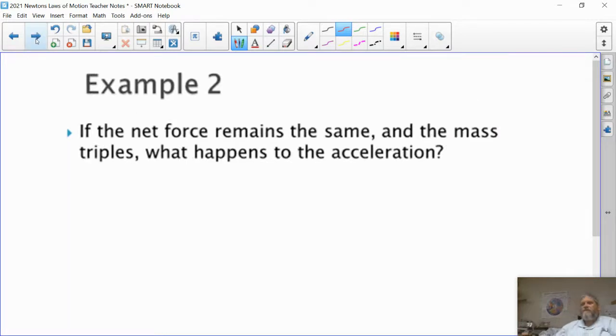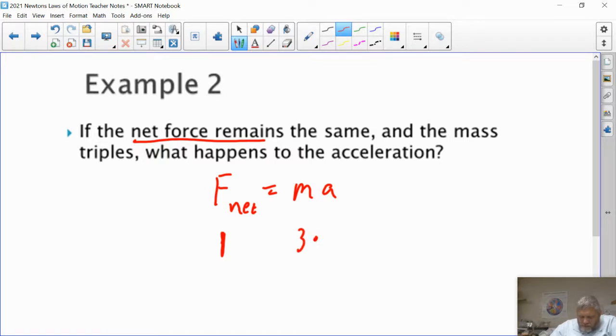All right, so if the net force remains the same and the mass triples, what happens to the acceleration? The easiest way for me to do any of these is to just write out the equation: net force equals mass times acceleration. If the force stays the same, I'm going to put a 1 underneath it, because that's like multiplying by 1. It doesn't change. So if I triple the mass, what would I have to do to the acceleration in order to make this equation work? 1 is equal to 3 times what? That would, of course, be 1/3. So the acceleration is going to change by 1/3 as much.